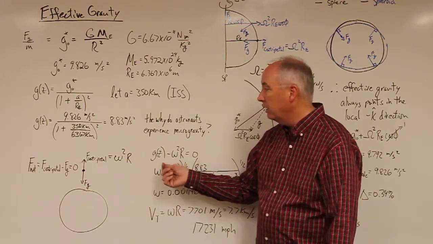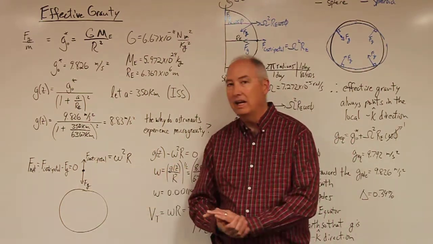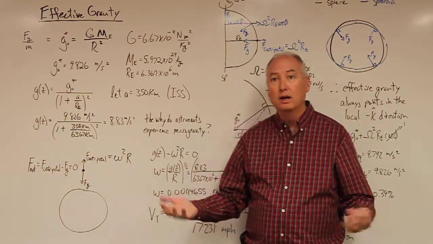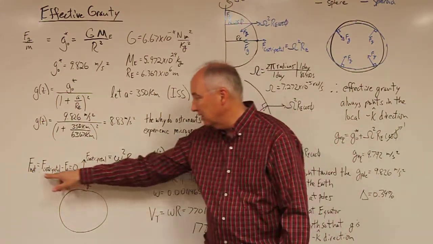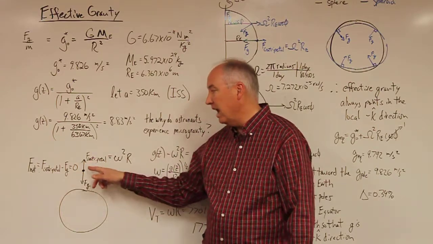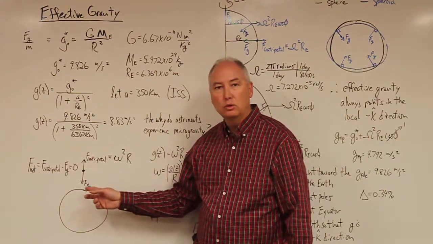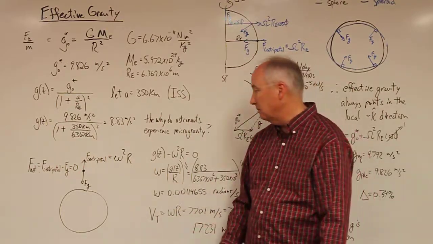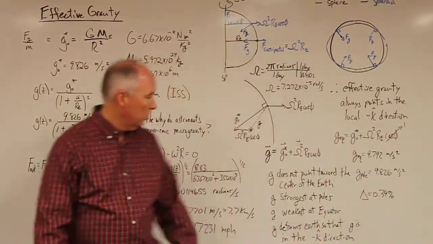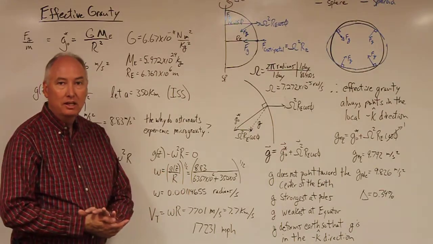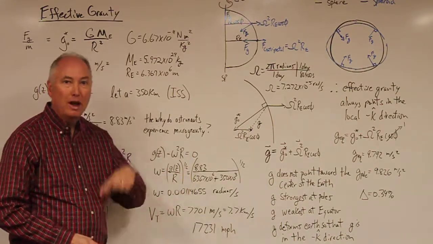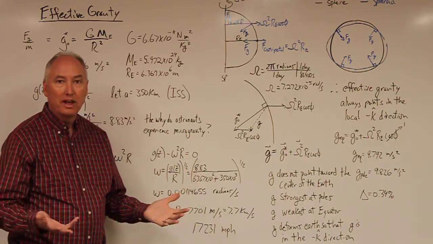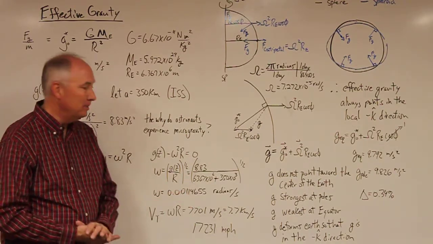If we know that the astronauts experience microgravity, which is essentially a net zero of gravity, then the centripetal force has to be equal and opposite to the force of gravity in order to get that microgravity, which we know the astronauts experience. So how fast does the International Space Station have to be traveling at an orbit of 350 kilometers in order for that microgravity to be observed?